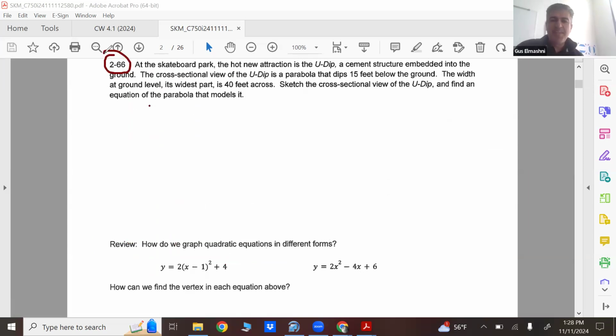All right. Anyway, at the skateboard park. Okay, guys, quiet. The hot new attraction is a cement structure embedded into the ground. Okay, so it's a skateboard park. So like the one in Menlo Park by Burgess, right? You guys have seen that?